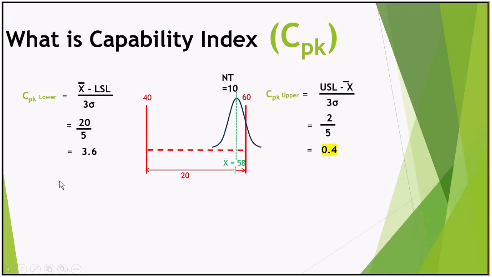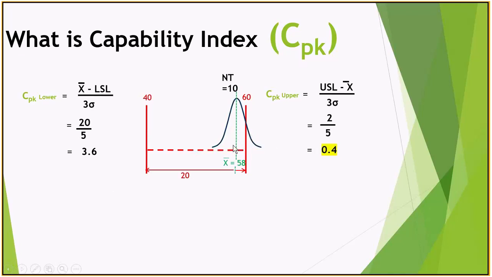Now in this case, the CPK lower is not equal to the CPK upper. And the lowest value out of these two is 0.4. So in this case, my value of CPK is 0.4 and it is less than 1. So if your CPK is less than 1, your process is not centered, first thing. And the second thing, you can also check that CPK lower and upper are not equal. Okay, so in this entire picture, I would say the process may be capable.